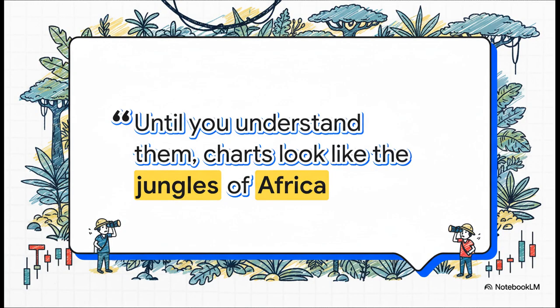I mean, that's a perfect way to put it, isn't it? For so many people starting out, stock charts are just intimidating. They look like this chaotic jungle of green and red. But I promise you, by the end of this, you're going to see that jungle for what it really is. It's a story waiting to be read. It's a map that can actually guide your decisions.